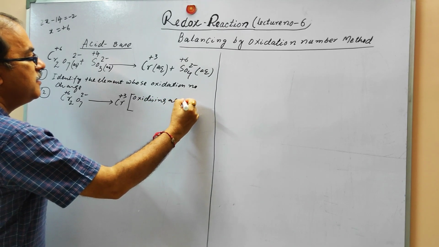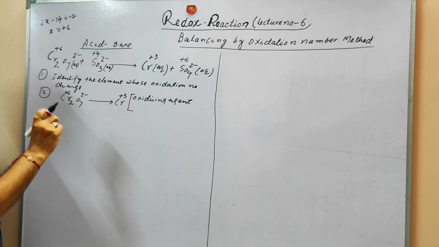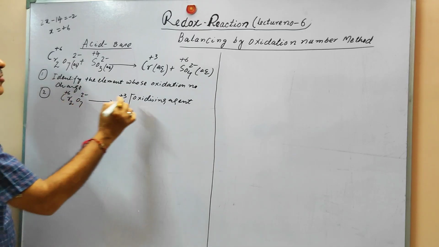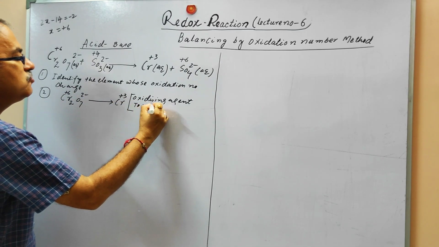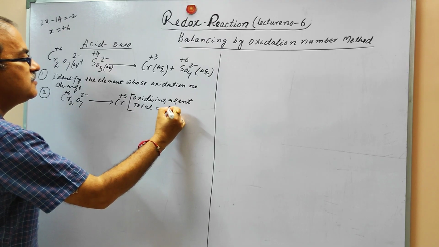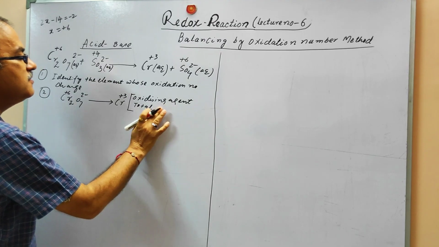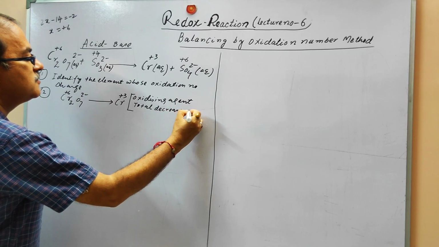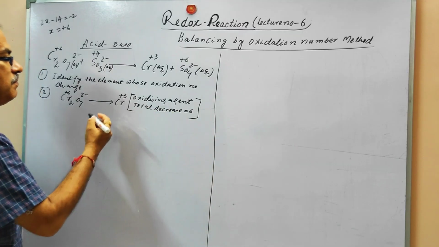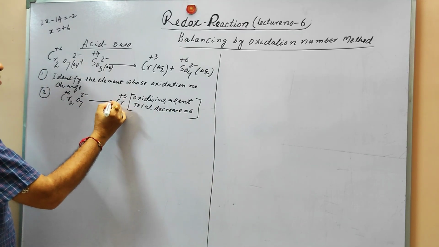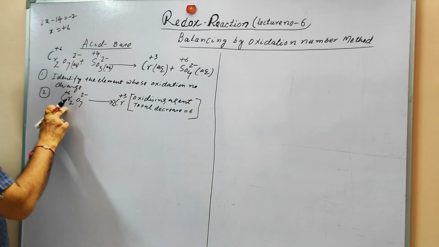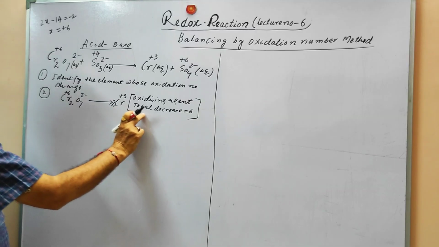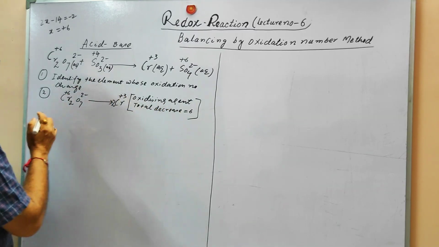Here you can see that per atom the change of the oxidation number is 3. There are 2 chromium atoms, so for the 2 chromium atoms the total decrease in the oxidation number is 6, because per atom it is 3. So we put this 2 here. Total decrease in the oxidation number is 6.